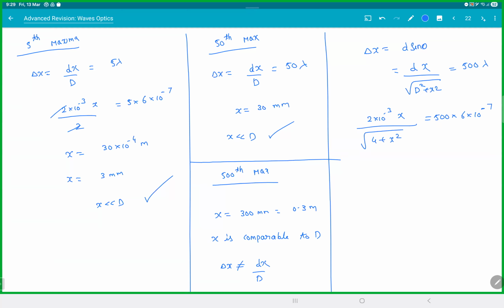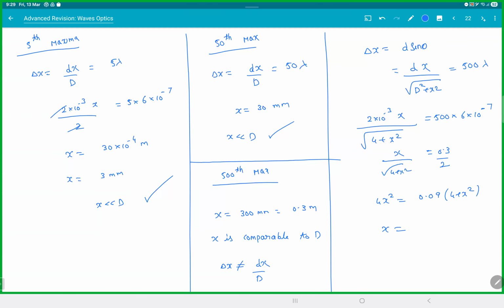So this would be 30, so that will be 3000. So 3 into 10 power minus 4, and there's a 10 power minus 3. So this is 0.3 by 2. x by root over 4 plus x square, square on both sides. That would be 4x square. Please check your calculations, I'm just rushing something. 4 plus x square. Yeah, this is doable. You can solve this, and you'll get x is equal to something.